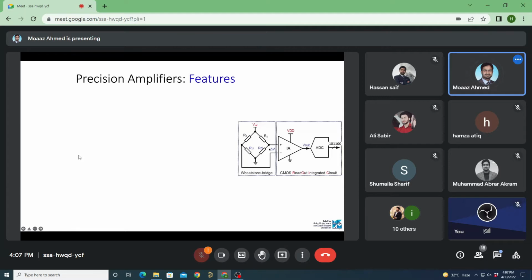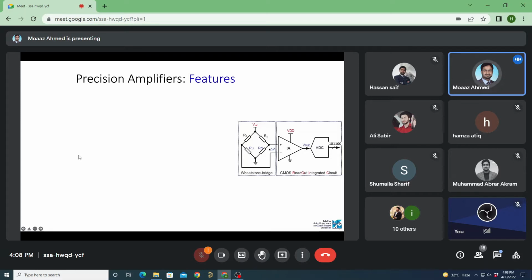So the typical features of precision amplifiers are they need to amplify the sensor weak signal, which, as I've already explained, could be in a microvolt range. And then while doing so, as you can see, the output of the sensor has a DC element as well. So this DC element could typically be 1 volt, and the weak signal is in a millivolt or microvolt range. So we need to amplify only the differential signal while ignoring the common mode signal.